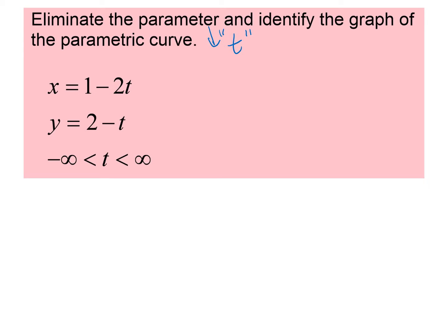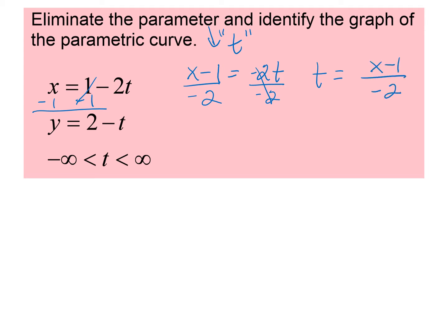It's totally up to you. I'll just go with the first equation. So if I subtract 1 from both sides, I'm going to get x minus 1 equals negative 2t. And then to get t by itself, I would divide both sides by negative 2. And so I get t equals (x minus 1) over negative 2.